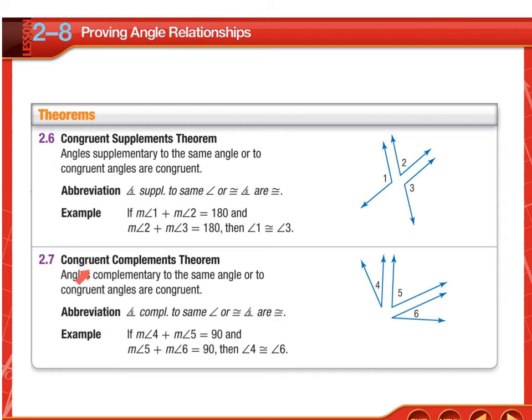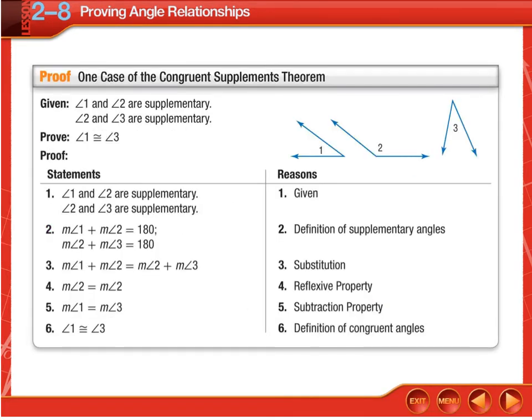And this one is the congruent complements theorem. It basically says the same thing, only we're talking complementary. If 4 and 5 are complementary, and 5 and 6 are complementary, then 4 and 6 have to be congruent. The proof of that is here on this slide. Actually, this is just the proof of the congruent supplements theorem.